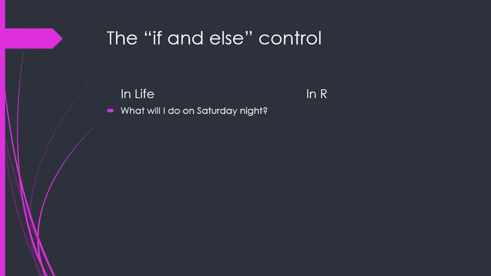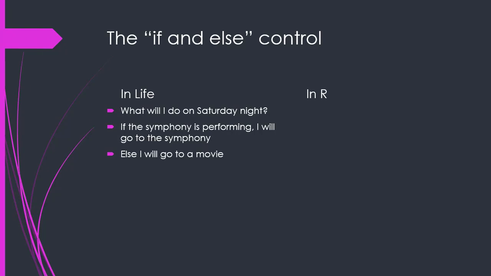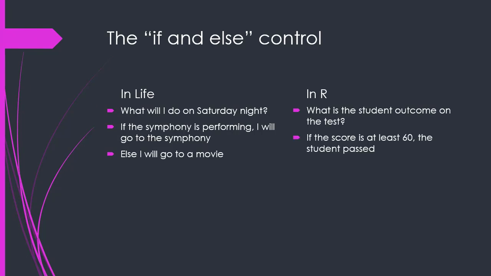Now in life, we might ask, what will I do on Saturday night? If the symphony is performing, I will go to the symphony. Else, I will go to a movie. In R, what is the student outcome on the test? If the score is at least 60, the student passed. Else, the student failed.